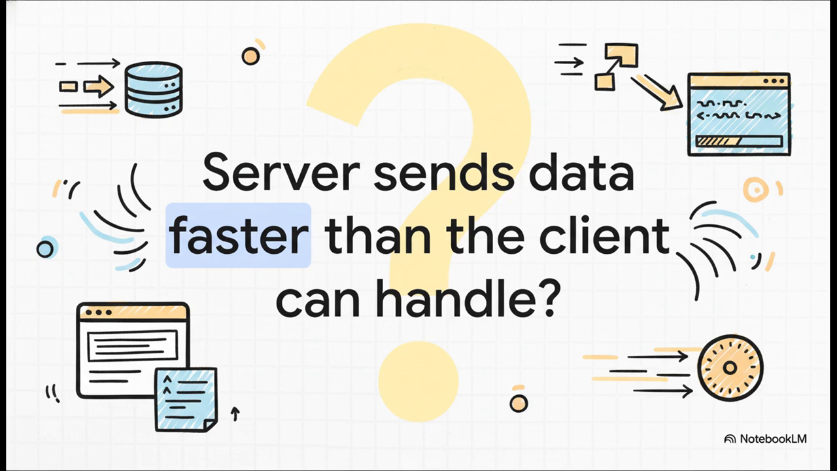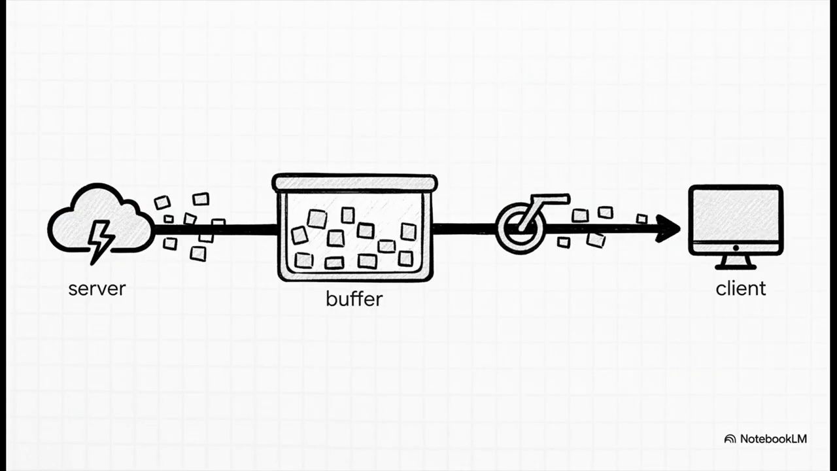The browser tab freezes. This whole problem has a name. It's called back pressure. And the solution is to implement what's called flow control. You use buffers on the server and you throttle the stream, which basically means you send data at a pace the client can actually handle. It's all about being a responsible sender.